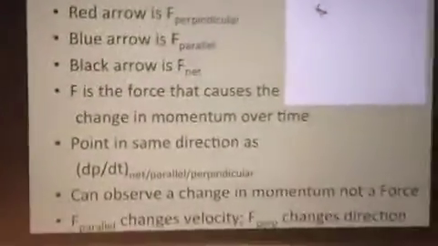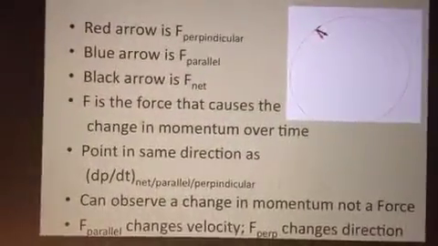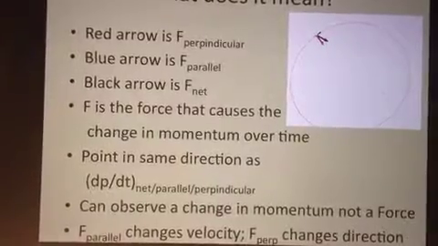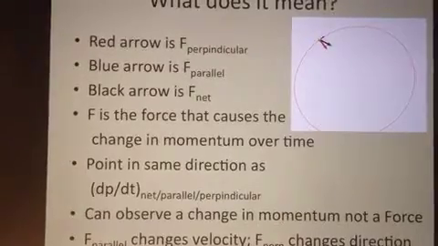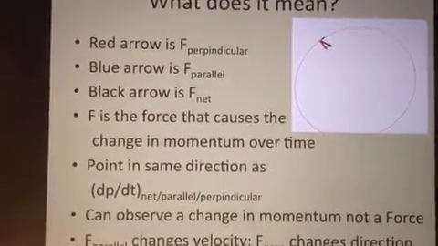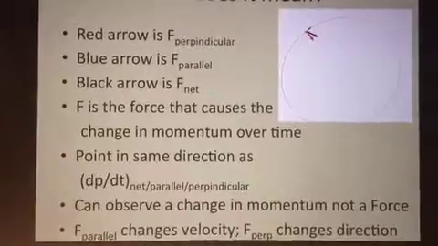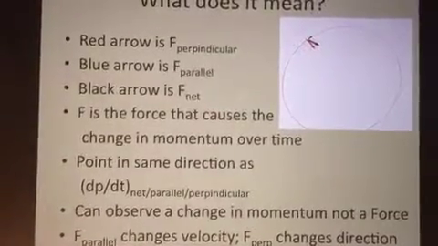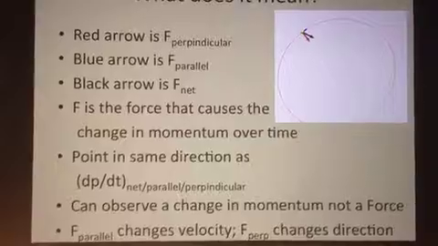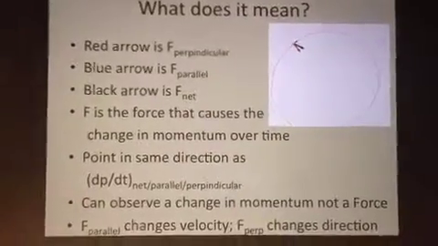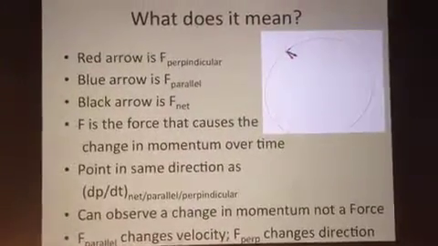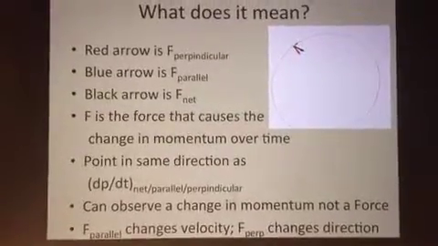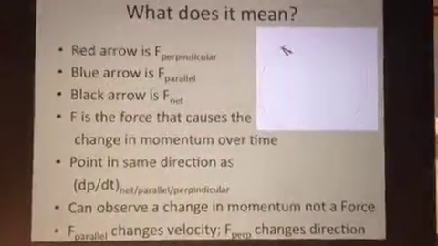So the relationship between F and dp/dt is that F net points in the same direction as dp/dt net, F parallel points in the same direction as dp/dt parallel, and F perpendicular points in the same direction as dp/dt perpendicular. Because F is the force that causes the change of momentum over time, they'll be pointing in the same direction. But what you're actually observing as you watch the planet move around the black hole is dp/dt, because you're watching the velocity change and the direction change, but you can't actually observe the force.